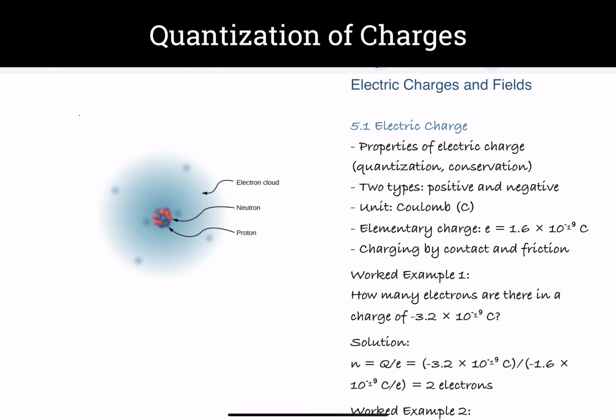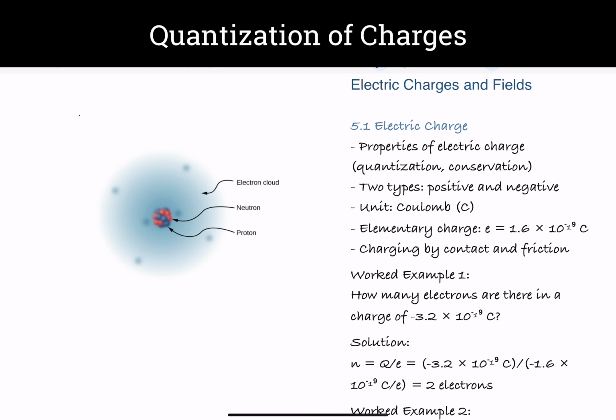So here is an example. The question says, how many electrons are there in a charge of negative 3.2 times 10 to the negative 19 Coulomb? First of all, it is negative. That means electrons have been added.